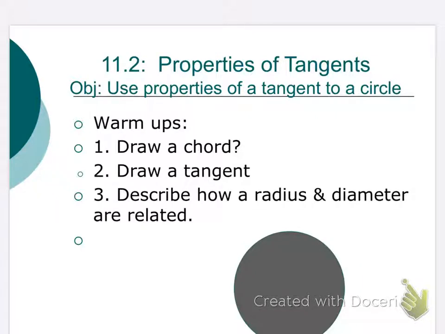So our first one is to draw a chord. Remember, a chord has endpoints on the circle, and it's a segment. You can draw this almost anywhere as long as it ends on the circle. So that's an example. We have another one over here.